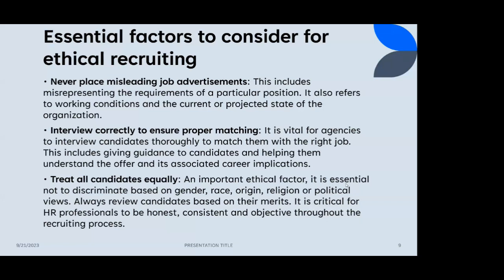It is vital for agencies to interview candidates thoroughly to match them with the right job. This includes giving guidance to candidates and helping them understand the offer and its associated career implications. Treat your candidates equally. An important ethical factor, it is essential not to discriminate based on gender, race, origin, religion, and political views. Always review candidates based on their merits. It is critical for HR professionals to be honest, consistent, and objective throughout the recruiting process.